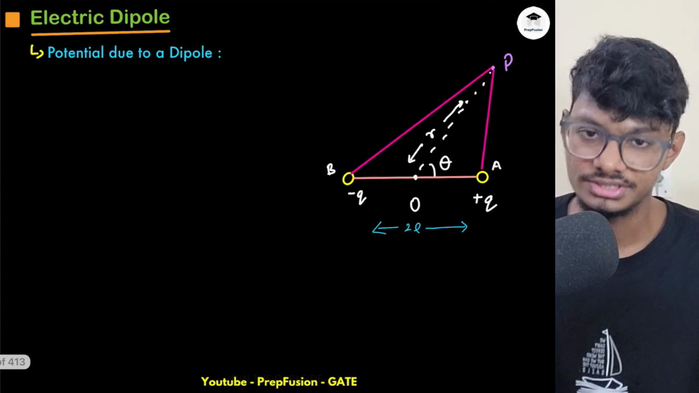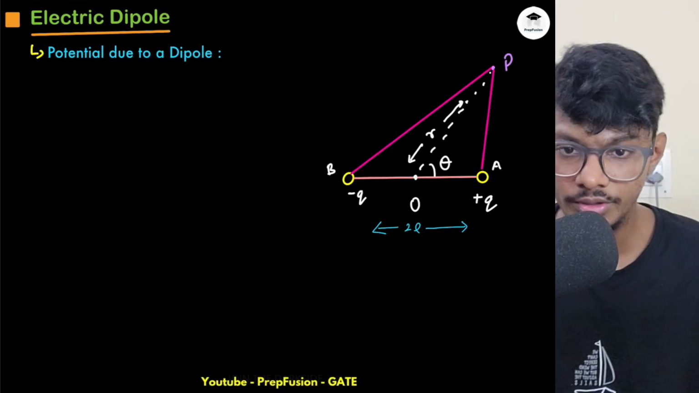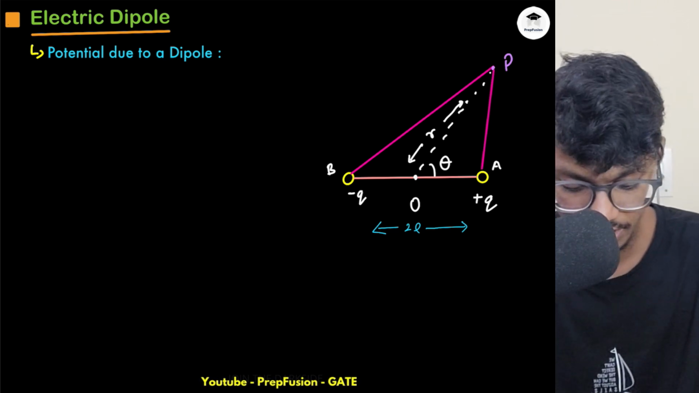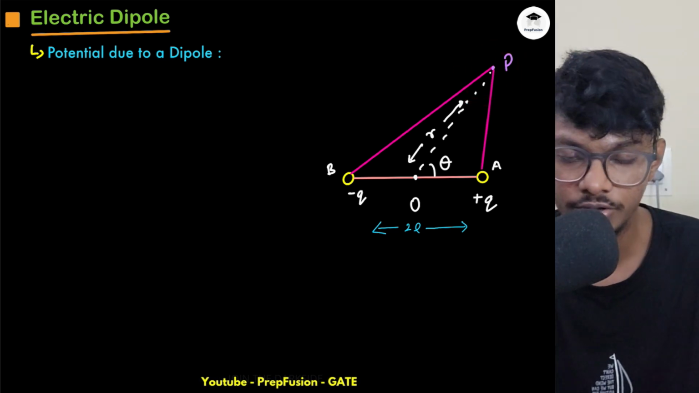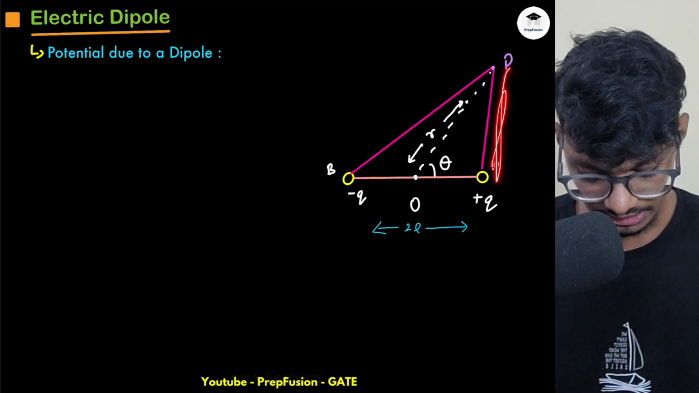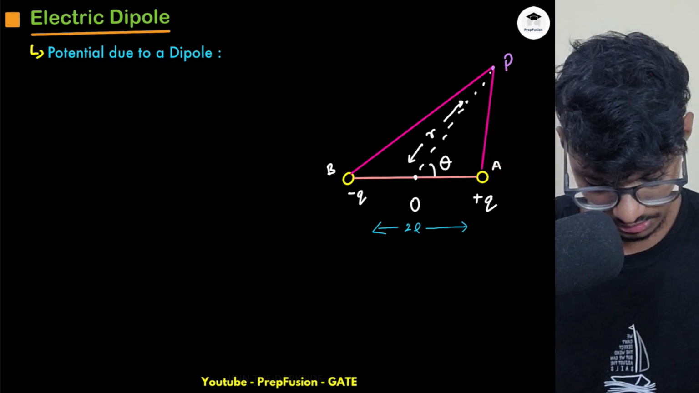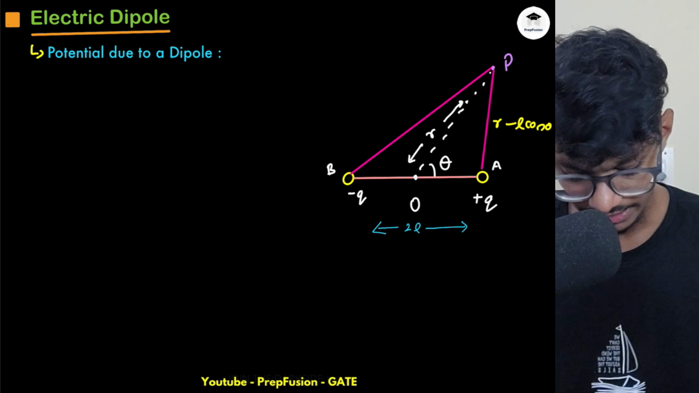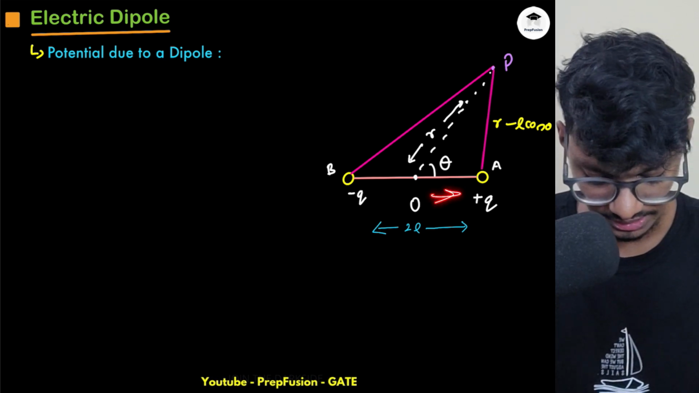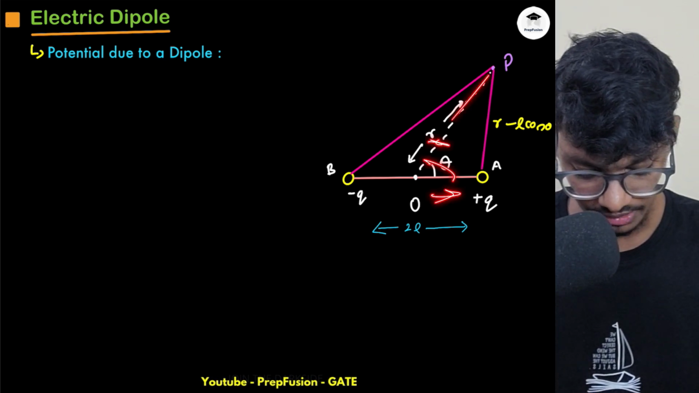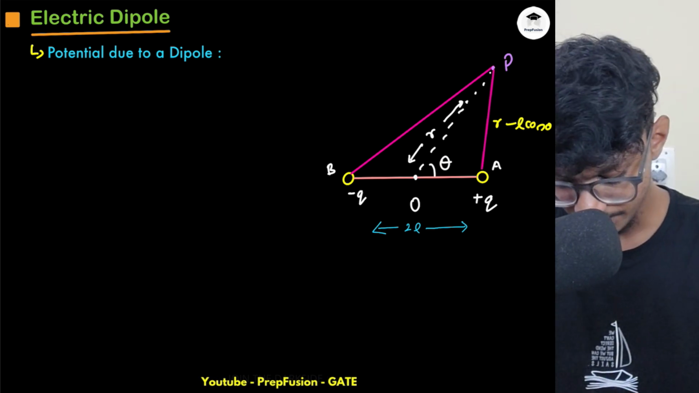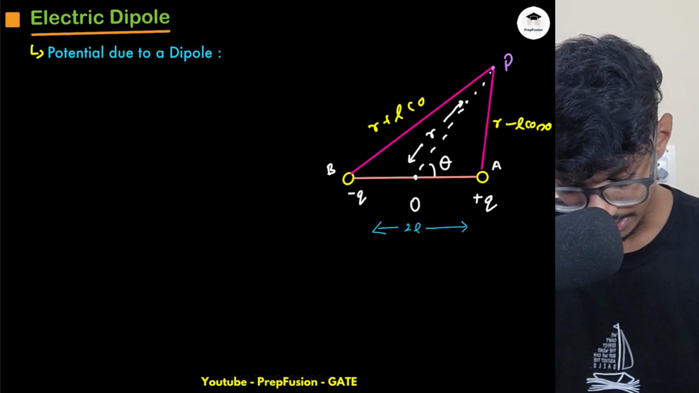Now let us come to potential. What will be the potential due to a dipole? Now things are simpler here. If I have to find the potential due to a dipole, how can I resolve it? So what will be this length? This length will simply be r minus L cos theta. This is an approximation. Here this length is L, and if I take the cos theta of this, the remaining length will be this length. That is my approximation. Again, this length will be r plus L cos theta.